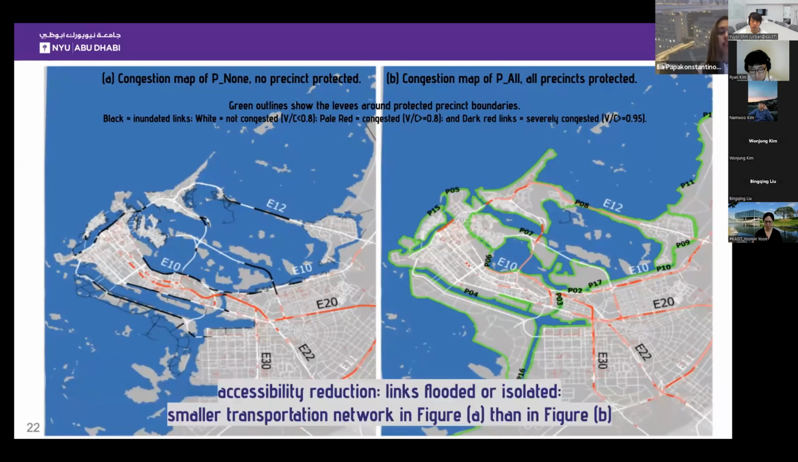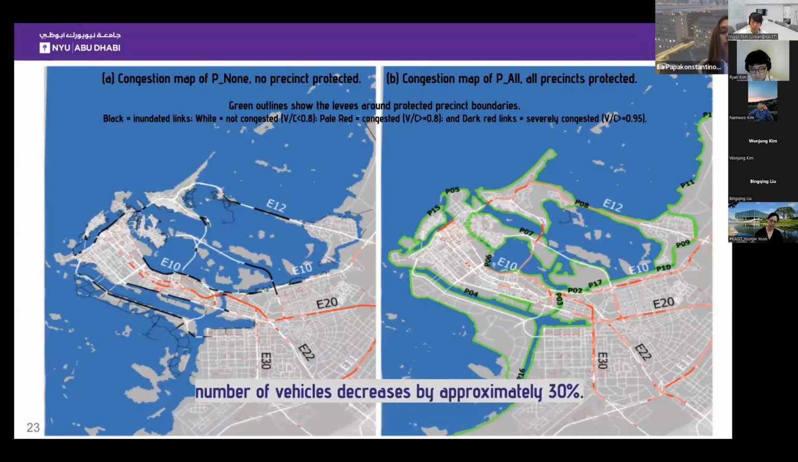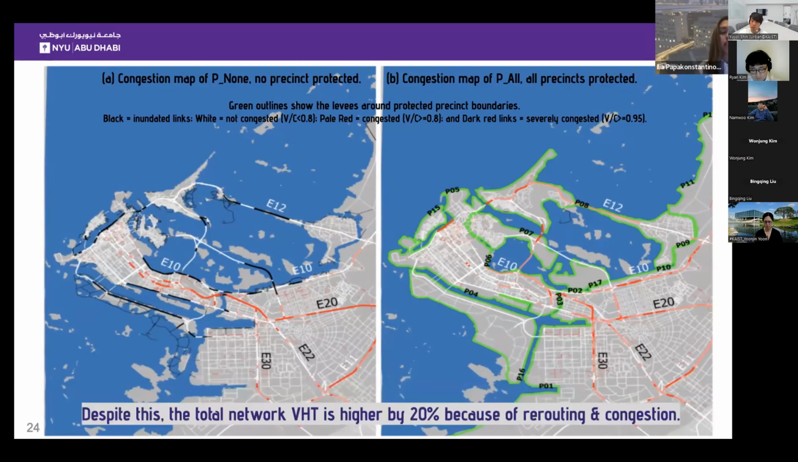There is also accessibility reduction as links are flooded or isolated. This is why there is a smaller transportation network in figure A than in figure B. The number of vehicles also decreases by approximately 30% for the case of no protection. But despite all this, the total network VHT is higher by 20% for the case of no protection. And this is because of rerouting and congestion. So we have more VHT and fewer cars on the way.